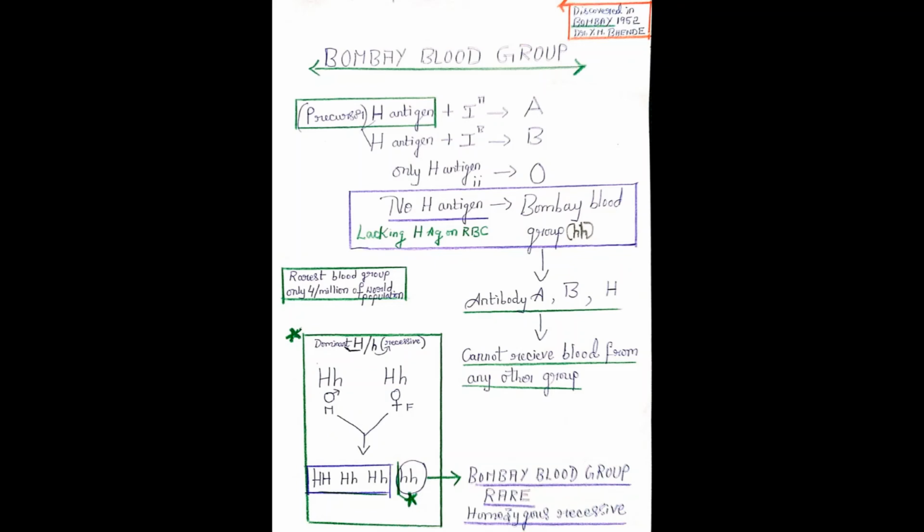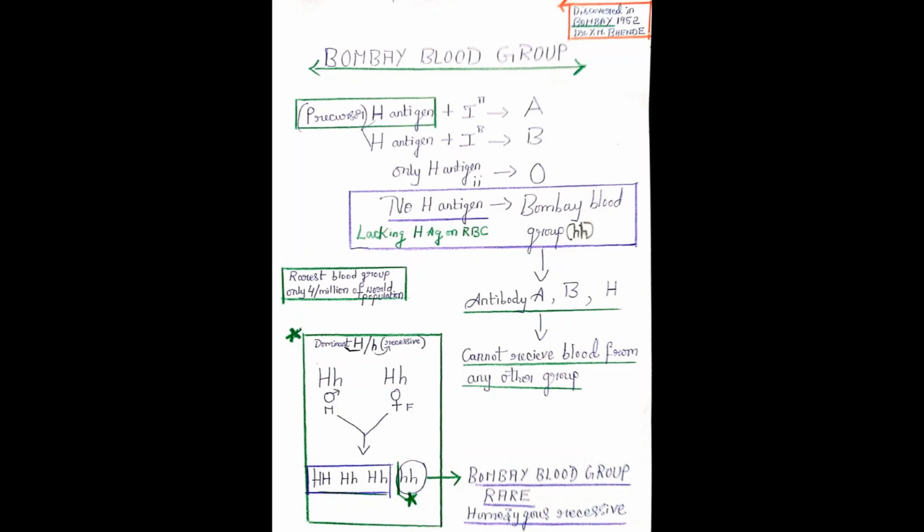Observe one more small green box. It is the rarest blood group. Only 4 per million of the world population may have Bombay blood group. And now the question arises whether Bombay blood group people can donate blood to other blood groups. Yes, Bombay blood group people can donate blood to ABO blood groups. Why? Because there are no antigens.